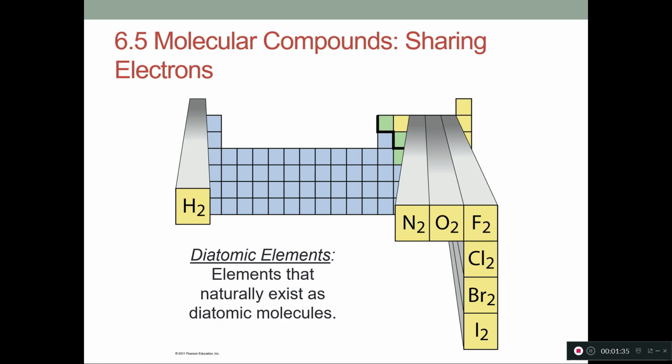So remember, these are the ways that these exist in nature. So you pretty much never come across just a hydrogen atom. It's always as H2. Same with nitrogen, oxygen, fluorine, chlorine, bromine, and iodine.